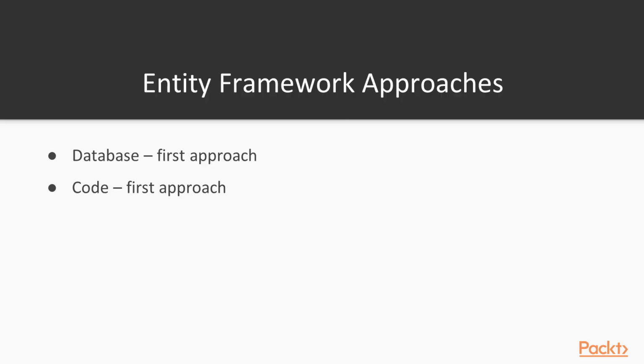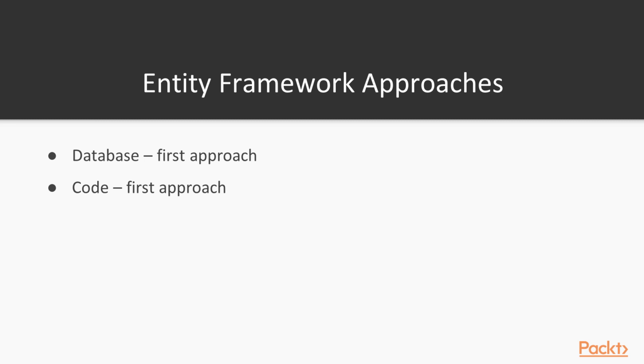There are two approaches when it comes to using Entity Framework. The first one is called the database first approach. In this approach we create the database and then we use Entity Framework to create domain objects and then build code on top of that. The second one is the code first approach. This is the approach that we will use in our examples later.